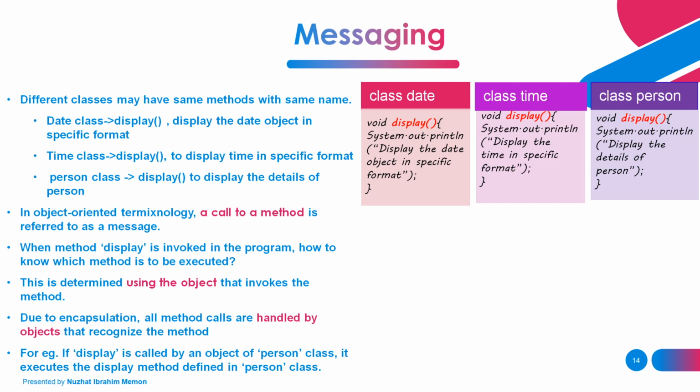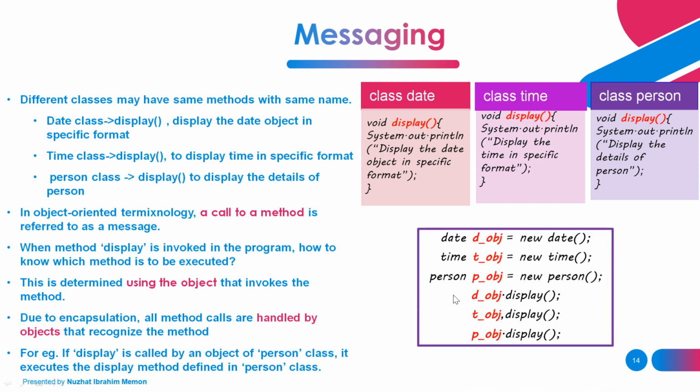Here in this program, if I want to call or invoke a display method, a call to a method is referred to as a message in object-oriented terminology. When method display is invoked in the program, how do we know which method is to be executed? This is determined using the concept of object, and that object will invoke or call the method. Due to encapsulation, all the method calls are handled by the object only that recognizes the method.